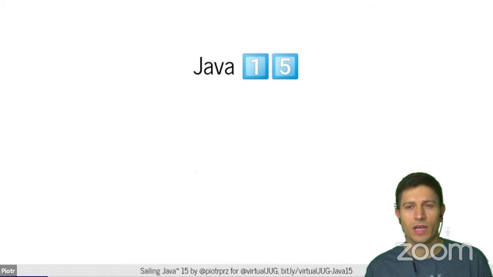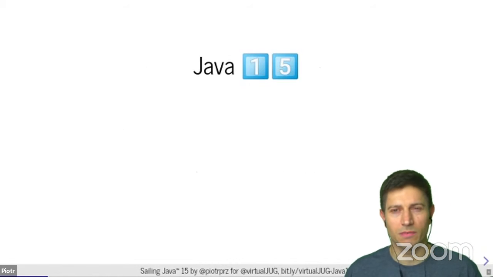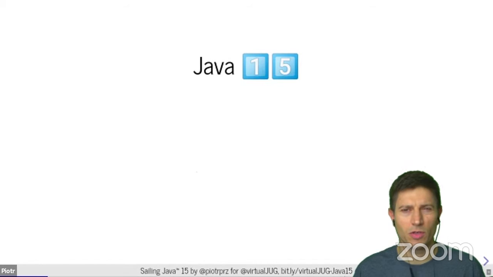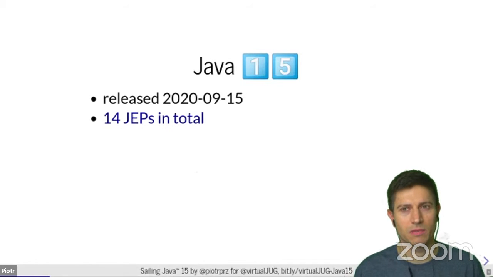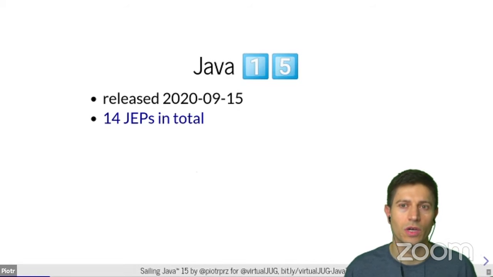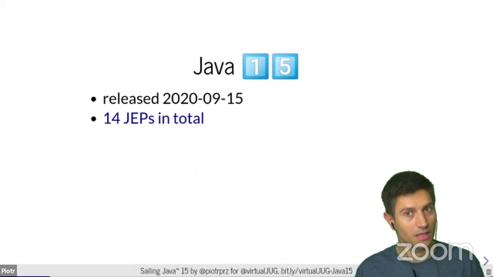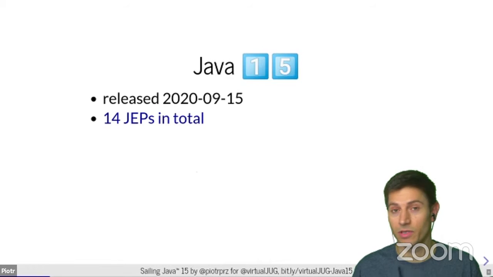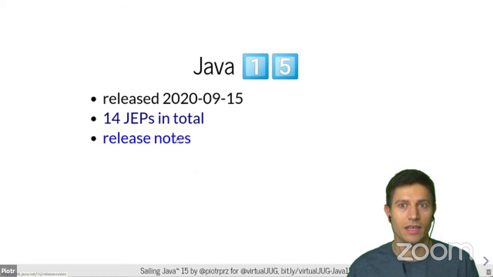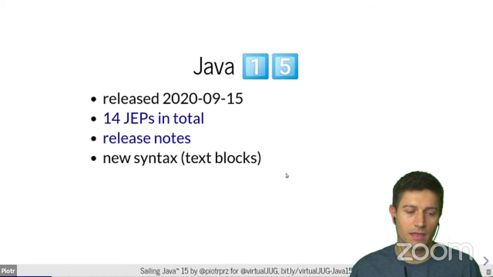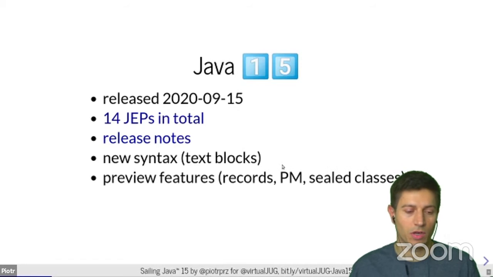Okay, so let's talk about Java 15, because Java 14 brought us, if I'm not mistaken, 16 JEPs. In Java 15, since September this year, we have 14 new JEPs. So it's a little bit less in numbers, but maybe not in the content. There are release notes. I really suggest you should read them, because RTFM, people. And there's new syntax like text blocks. There are preview features, records or pattern matching.